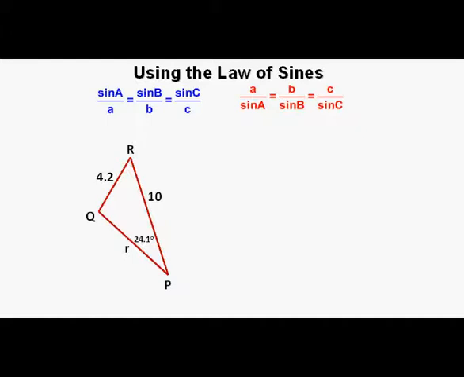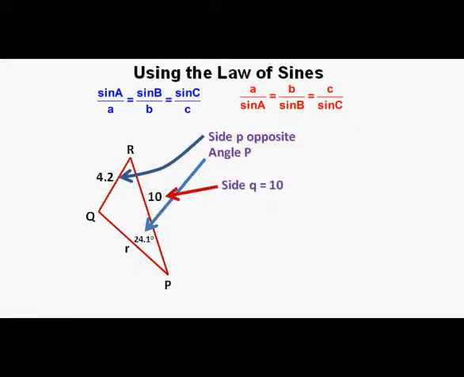Angle P is 24.1 degrees and its opposite side P is 4.2 units in length. We also have side Q, which is 10 units in length. Let's see what we can use. We have side P, which is 4.2, opposite angle P, which is 24.1 degrees. And we also have side Q, which is 10 units in length. Our unknown that we will solve for is angle Q.